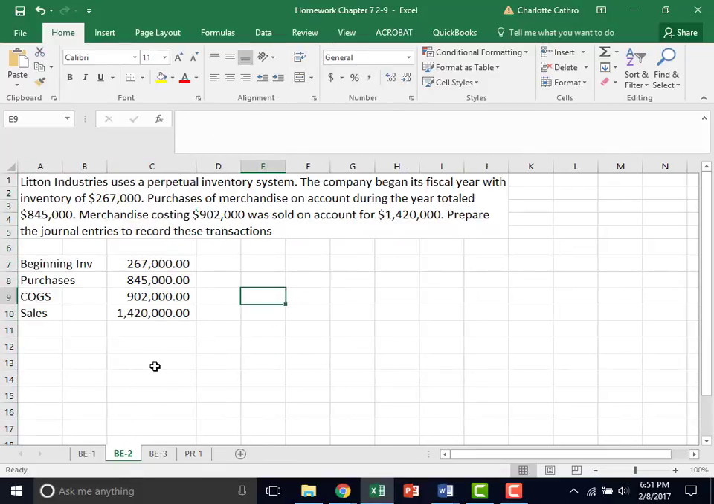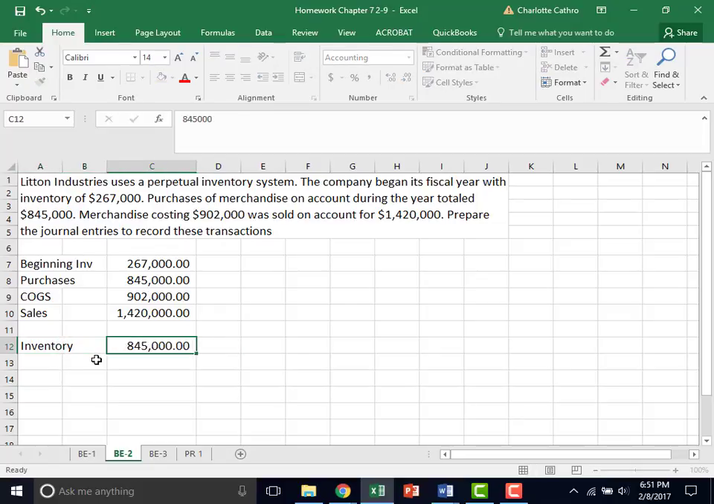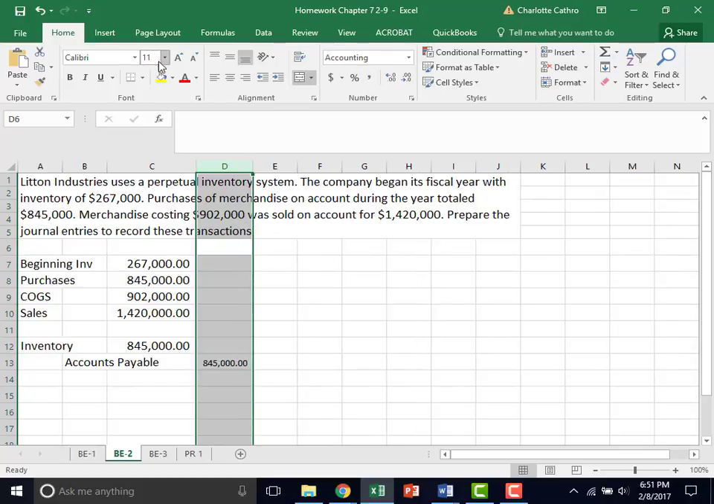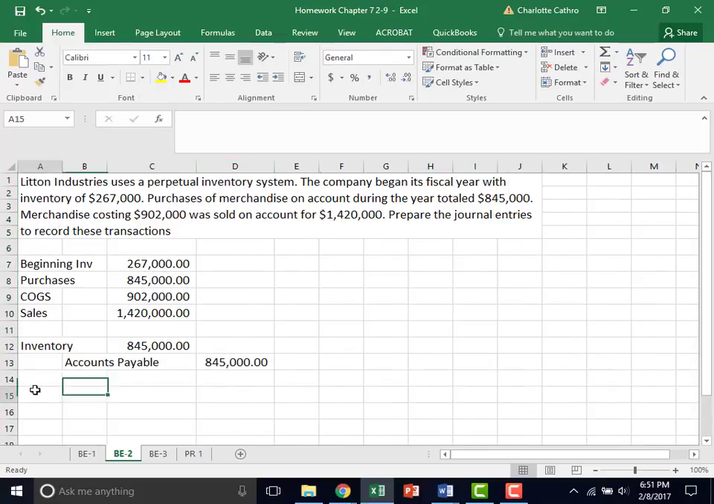So what is the first thing that we do? We record the purchases of inventory. So we increase our inventory, because again, we're going to perpetually record inventory as we purchase it. So inventory, we increase by 845,000. So that is a debit to inventory, 845,000. And the other side is that we have to pay for that. We owe our vendors 845,000. So that is a credit to accounts payable, 845,000. That is our first journal entry to record our purchases.